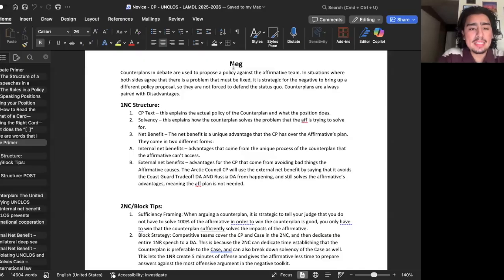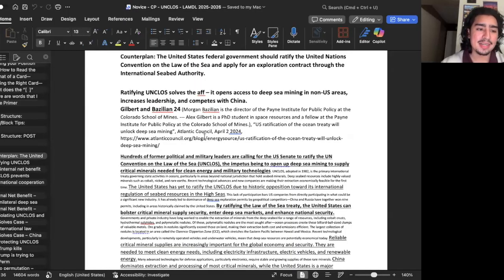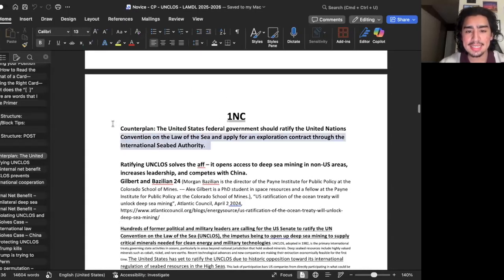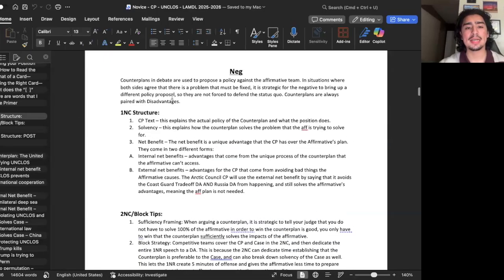Okay, let's get into the 1NC structure. We'll talk about each part of it, and then we'll start looking at the actual 1NC shell. So first part is pretty simple, counterplan text. This explains the actual policy of the counterplan and what the position does. What are we doing here? That's all the negative is trying to do with the counterplan text. If we look at the negative side of this file, we see that the counterplan text is the USFG should ratify the UN Convention on the Law of the Sea and apply for an exploration contract through the International Seabed Authority. Sounds good. Cool. That's the counterplan text.